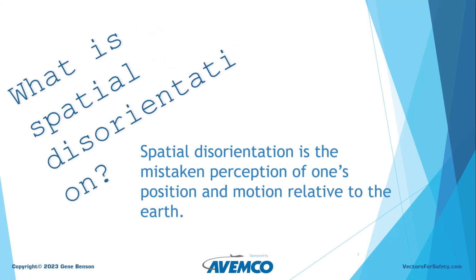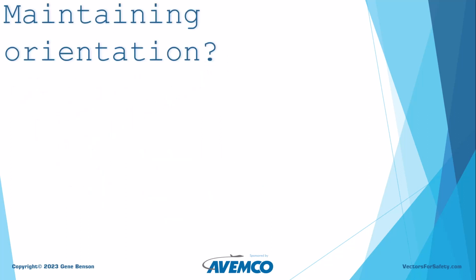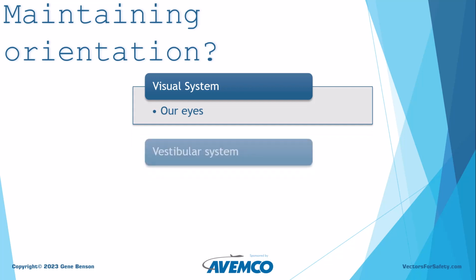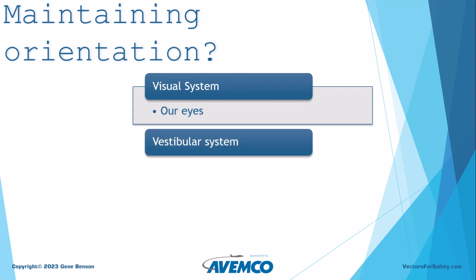Spatial disorientation is the mistaken perception of one's position and motion relative to the Earth. Our bodies are pretty good at determining our orientation, providing three systems are available. Our visual system is the most important. Our eyes play a crucial role in determining our orientation. Our vestibular system, relying on the motion of fluid in the semicircular canals of the inner ear, is next, but the system can be fooled.